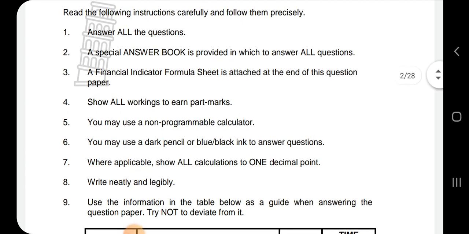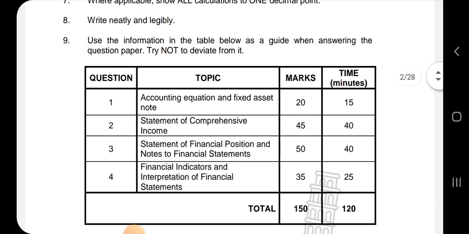Accounting deals with money, and sometimes decimals are there in 1 or 2 questions, right? So it's important to round off to 1 decimal point, just as you have been given in the instruction. Sometimes they can say to 2 decimal points. So it's very important that you go through your instructions and know exactly what needs to be done. And then they say write neatly and legibly. Very important. Practice your handwriting. If educators struggle to read your handwriting, use the information in the table below as a guide when answering the question paper. Try not to deviate from it.